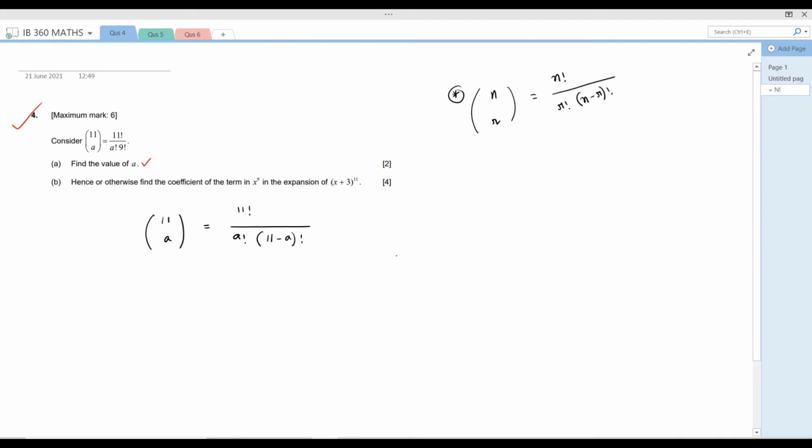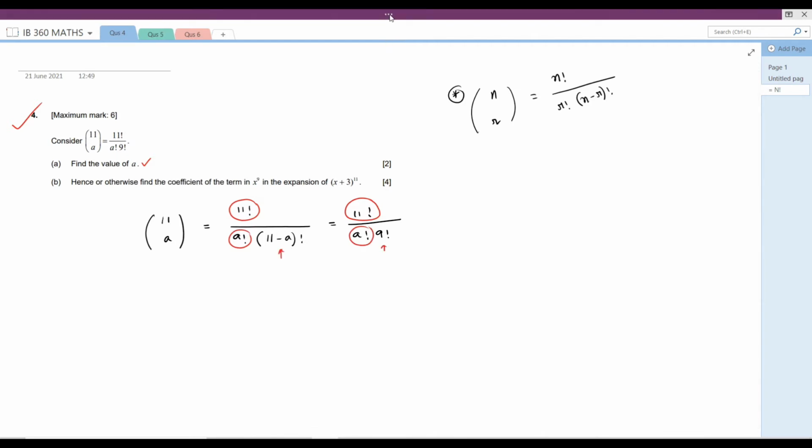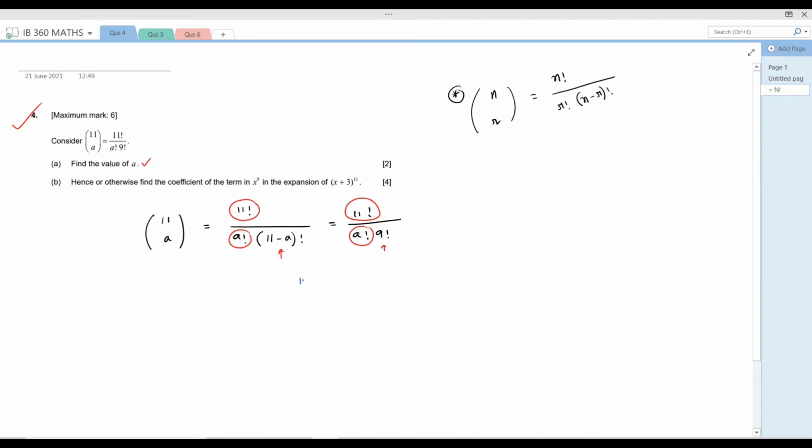So from here we are getting, if we compare, this equals 11 factorial divided by a factorial 9 factorial. Here I am giving more clarification. This and this are equal. A factorial equals a factorial. So this part must equal this part. So 11 minus a equals nothing but 9. So a equals 2. This is the answer of the first question, that is a equals 2. So the value of a is 2.